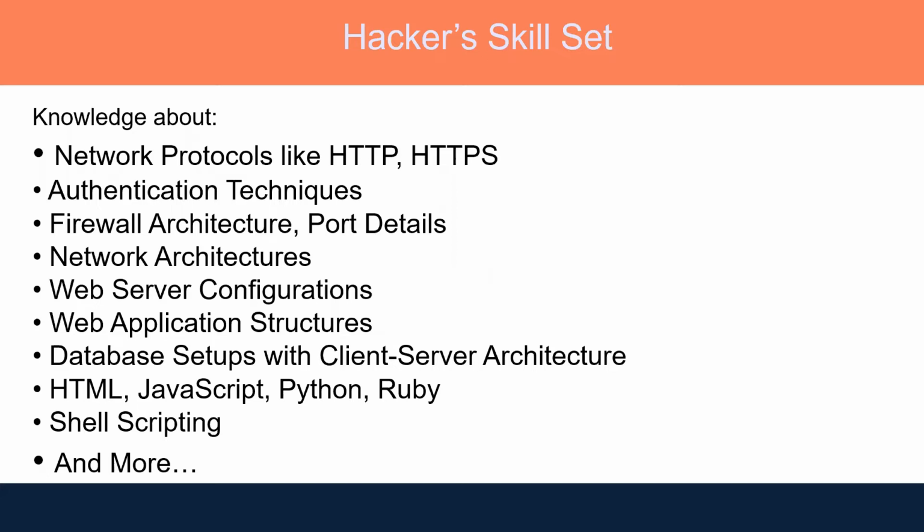So you should be knowing about other scripting languages such as HTML, JavaScript, Python, Ruby, etc. and shell scripting. Okay, that is not a limited list. There could be other requirements that you should know. For example, we haven't talked about cloud applications. If there is any application hosted on the cloud, you should have an idea about how the cloud is working, how it is filtering, right? So these are the skill sets required for any ethical hacker to be a successful hacker.